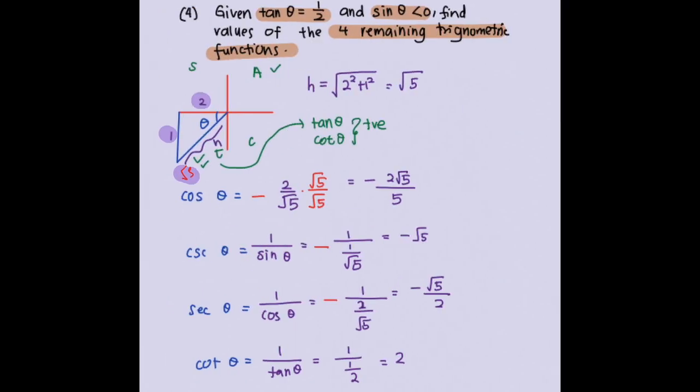So next one, let's find for secant. Secant is 1 over cos. We already have the value of cos, so let's just put 1 over this value here. So the answer is minus square root 5 over 2. And finally, let's find for cotangent theta. Cotangent is just 1 over tangent. So let's take the value of tangent from the question. Therefore, the answer is 2. This is positive because you are now in the third quadrant.